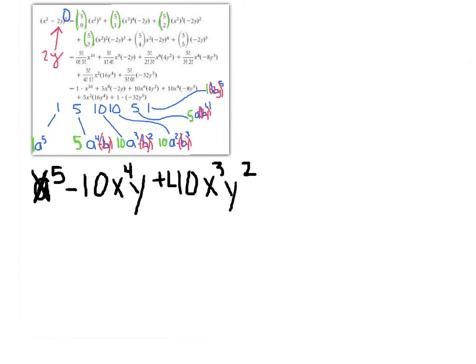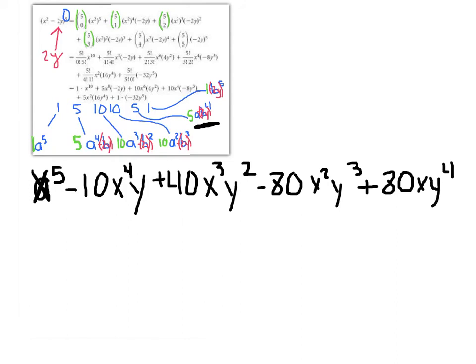In this next piece right here, the negative 2 is cubed, so a negative cubed is going to be negative, and 2 cubed is 8. So that's going to become negative 80 x squared y cubed. And this next one right here is going to be 5 times negative 2 to the 4th, so that's 5 times 16, that's 80. It's a positive 80 x y to the 4th, and I still didn't quite fit it, minus 32 y to the 5th.